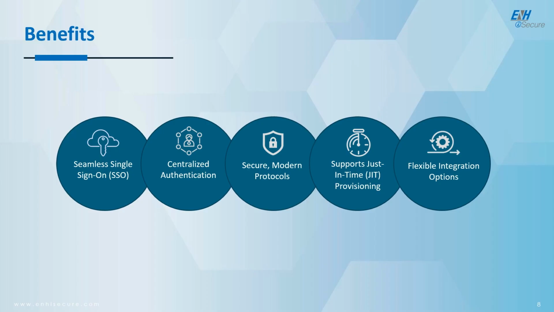Centralized authentication: authentication is managed entirely in the WIC tenant. This centralization ensures that security policies such as password complexity and multi-factor authentication are consistently enforced for all users accessing CIC applications. Secure and modern protocol: the integration leverages OpenID Connect, a secure and industry standard protocol. OIDC provides robust security features, including token-based authentication and encrypted data transfer, which helps safeguard user identity and application access.